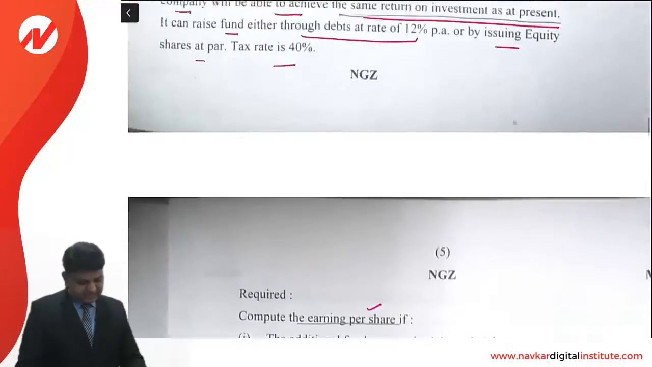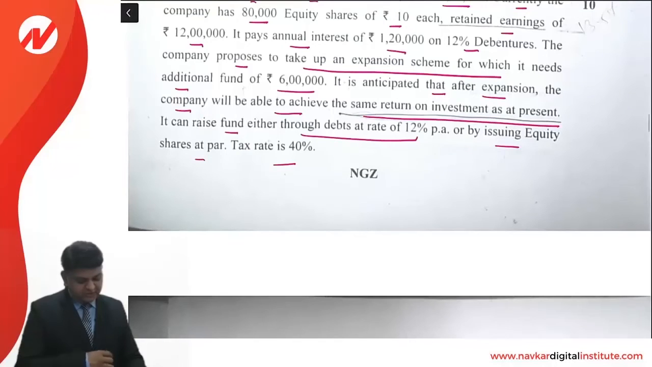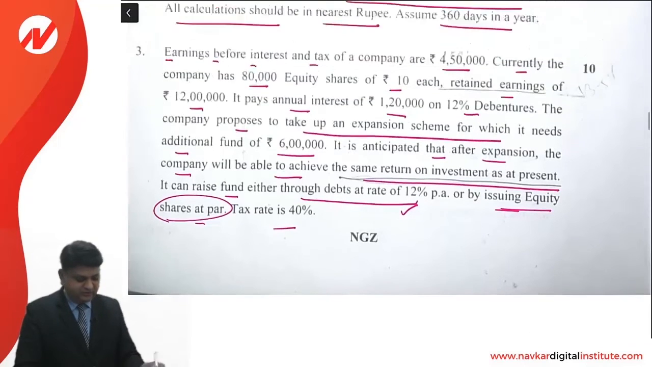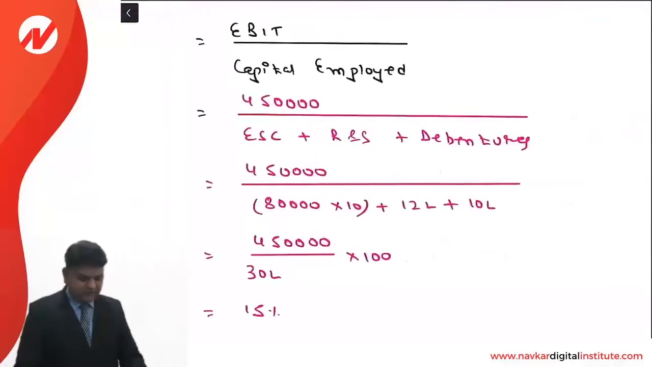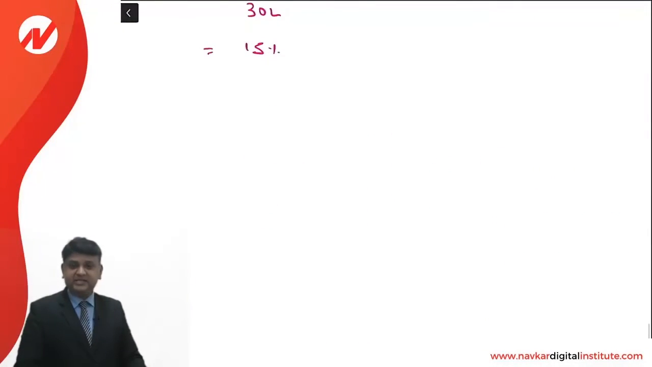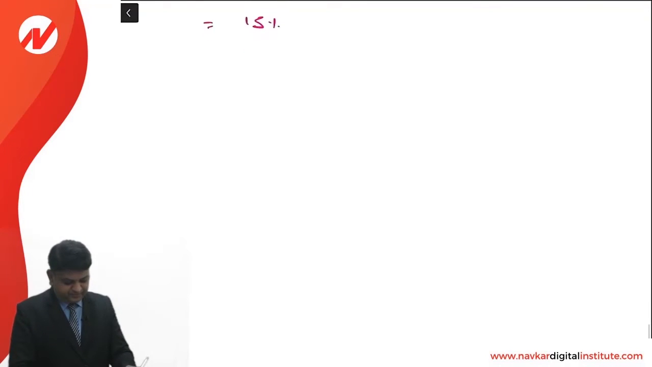The question says that we have two options for raising the funds. It is either through debt financing at 12% or by issuing equity shares at face value. A very good clarification is made that in case we go for equity financing, the price at which we are going to issue the equity shares will be face value.